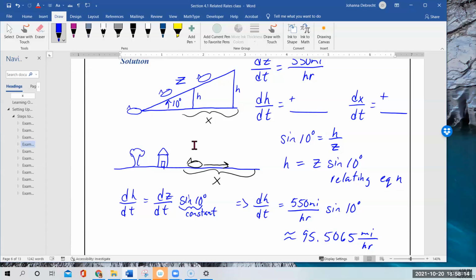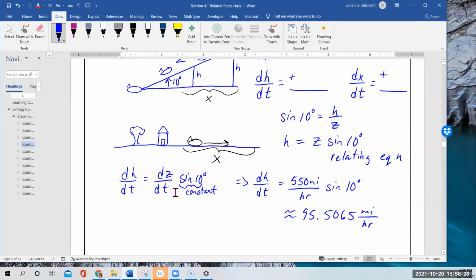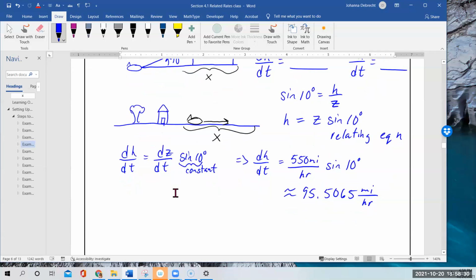But keep in mind that the one with z will be more accurate because the z value given is exact, 550 miles per hour. The answer you just got for dh/dt is approximate, 95.5065. However, you could make it accurate by using 550 miles per hour times the sine of 10 degrees instead.